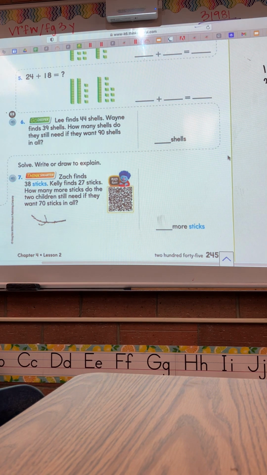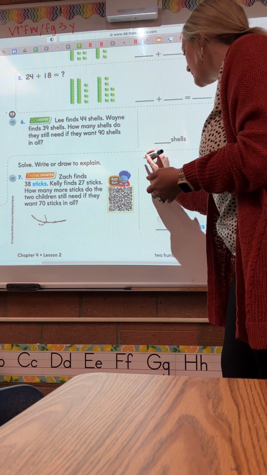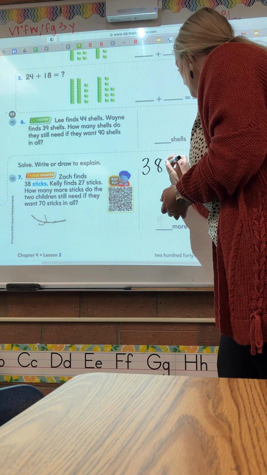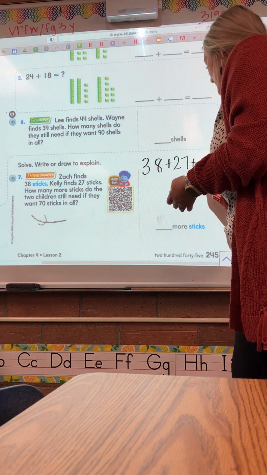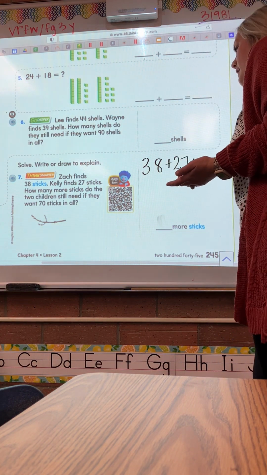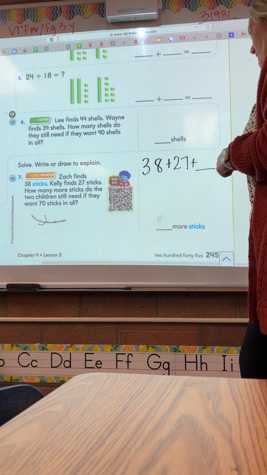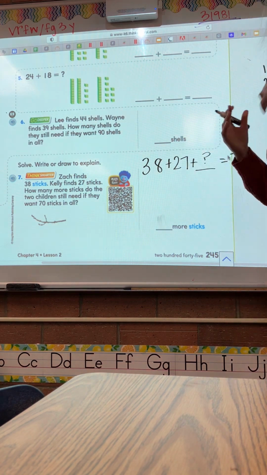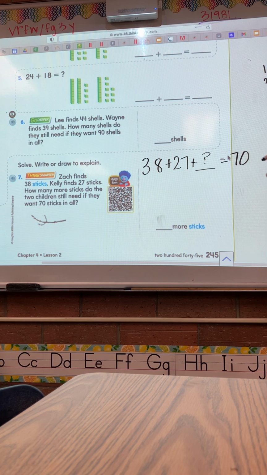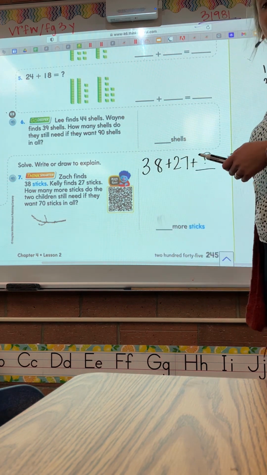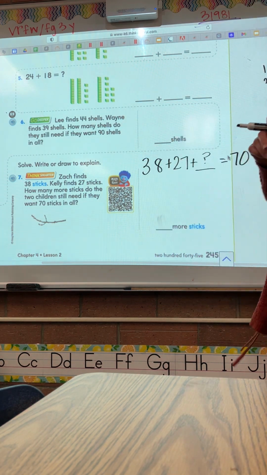So what I hear is that we're going to have 3 addends. 2 addends we know. We know what we want our final sum to be. We're just not sure what that 3rd addend is. Let me help you get your math sentence started. 38 plus 27 plus our missing addend, and it all needs to equal 70. Your job is to find what your missing addend is. I'm going to tell you your first step should be to put your 2 addends together that you know. Go ahead and pause now and try.